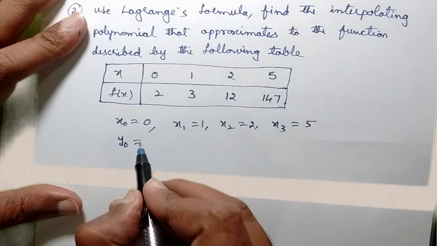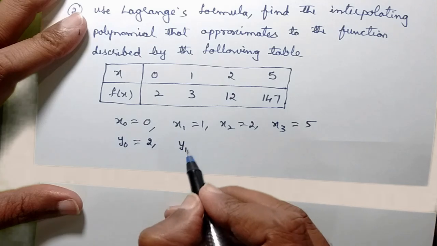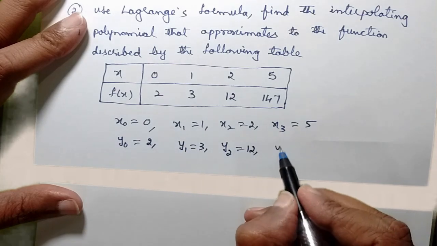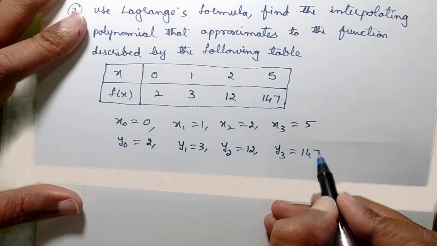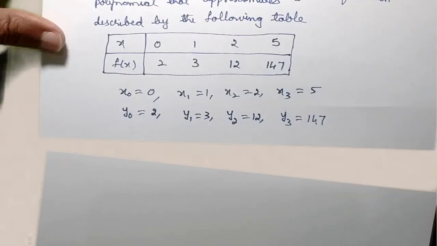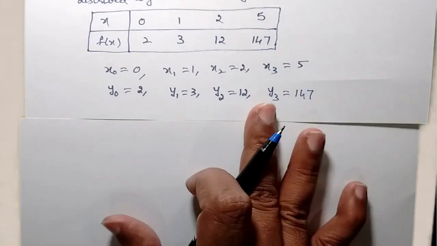Then the y naught value, or f of x naught value, will be 2. y1 value will be 3. y2 value will be 12. y3 value will be 147. So let us plug this into the Lagrange interpolation formula. So let me write down the Lagrange interpolation formula.